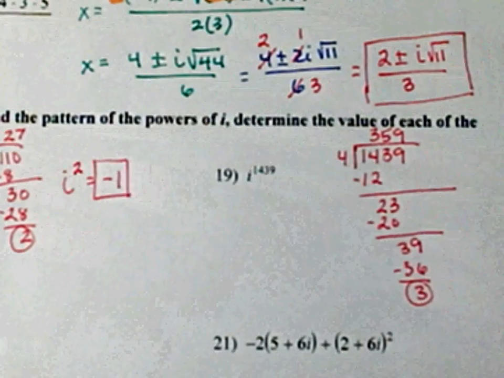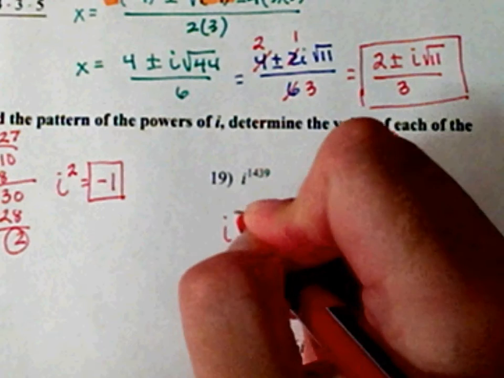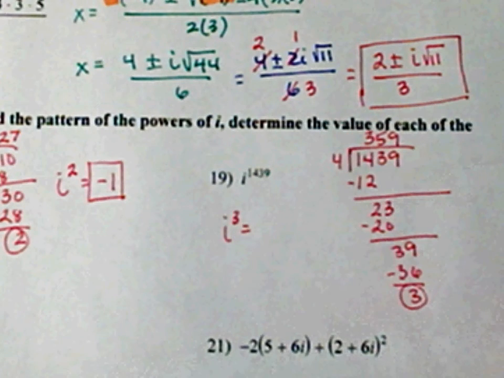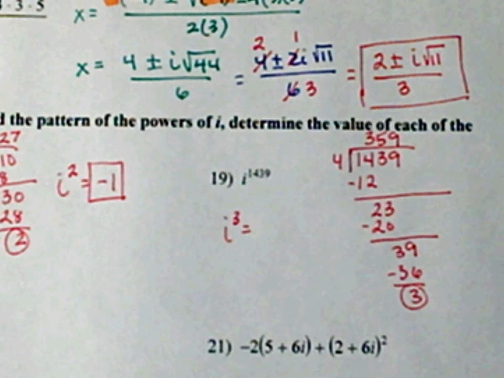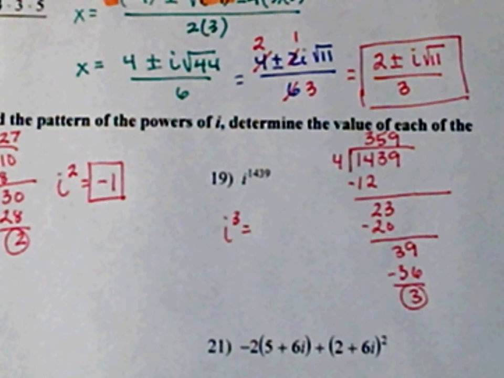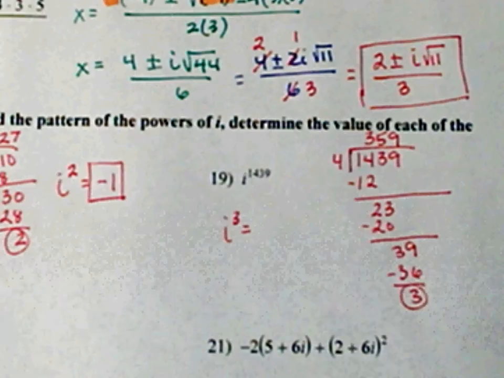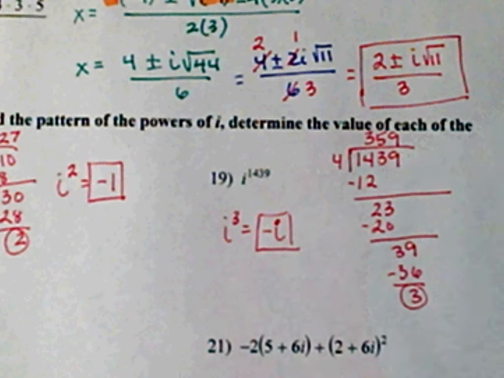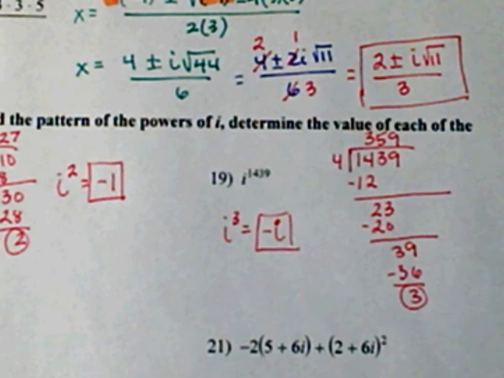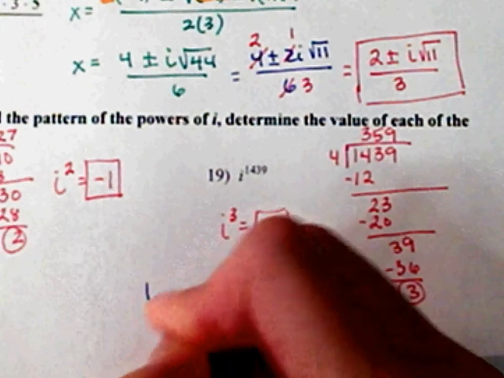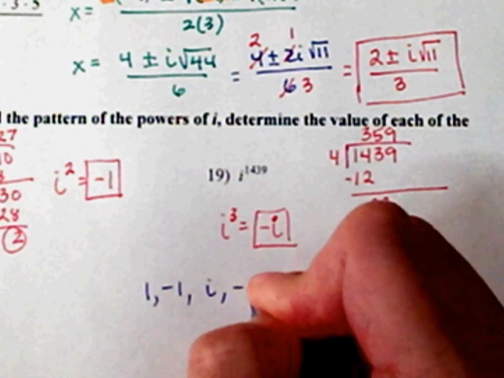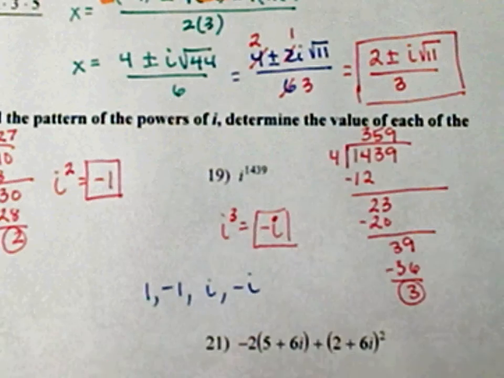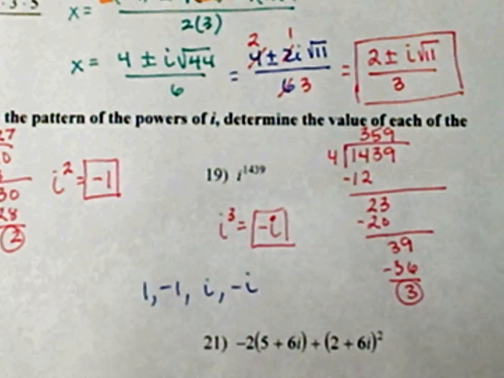Okay? That's the same thing as i to the third. And i to the third is the same as negative i. And there you have your solution. Okay? Always simplify. Your answer choices have to be either a 1, a negative 1, an i, or a negative i. Those are your only 4 choices when you are simplifying. Number 20.